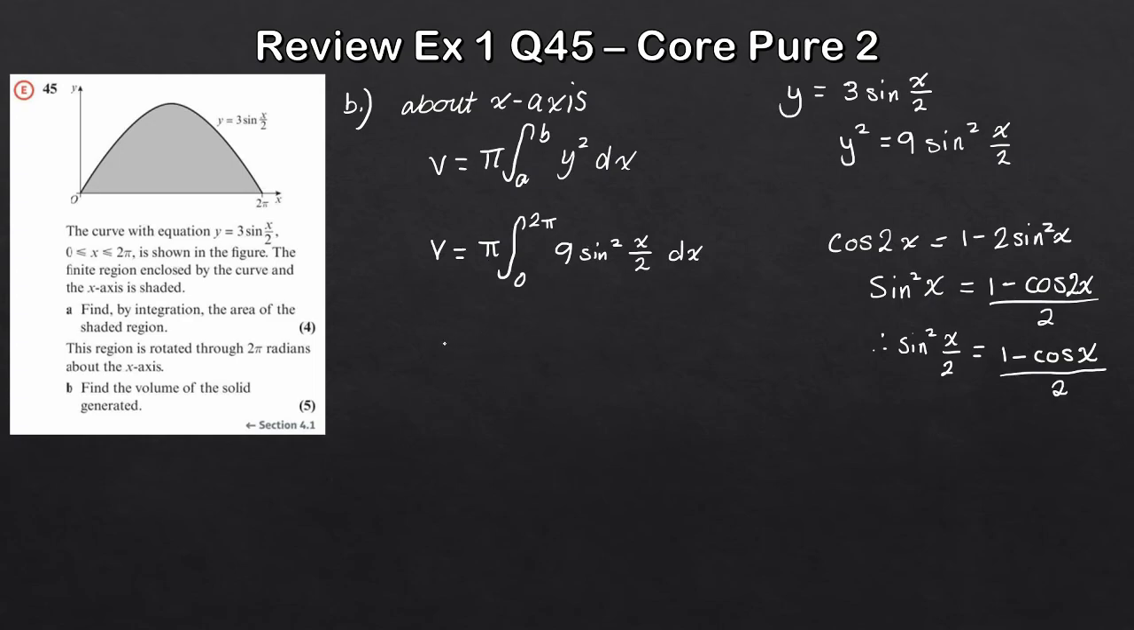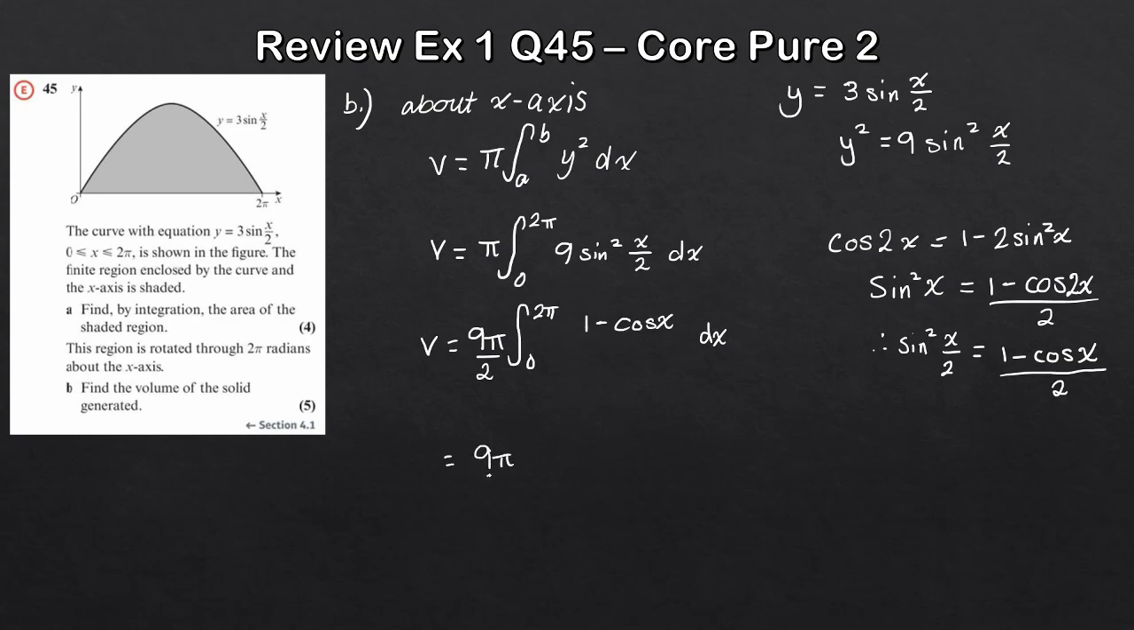We can take this 9 out again using linearity. So V is equal to 9 pi times the integral from 0 to 2 pi, and if we replace this with our identity, this is 1 minus cos x, divided by 2, dx. Again, you can take this 2 out, so that's 9 pi over 2 times the integral from 0 to 2 pi of 1 minus cos x. We've got a nice standard integral here now.